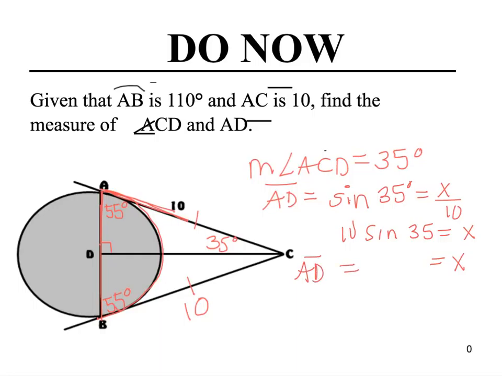And we get 5.7358. Now, why did I round to 4 decimal places? Because I'm using trigonometry. I wasn't told where to round to, so you always round to 4 decimal places.